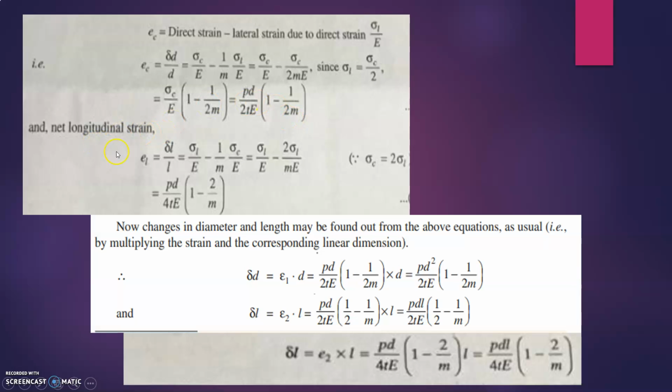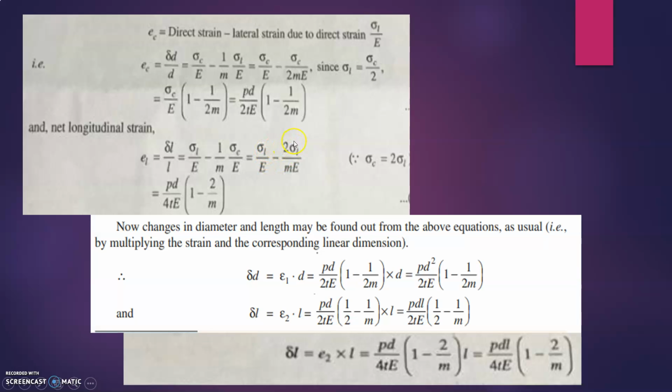Then we'll calculate net longitudinal strain. That is also the same formula. Now longitudinal strain is equal to change in the length divided by original length. How can we write it in terms of direct strain? This is now related to longitudinal. So first sigma L divided by E minus lateral of circumferential strain, that is 1 by m into sigma c divided by E. Simplify this, sigma L divided by E.